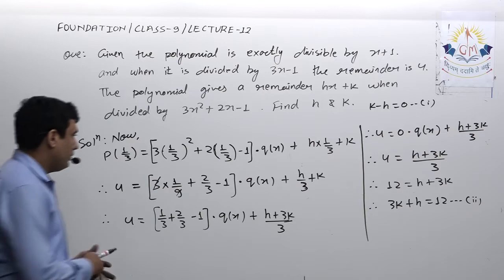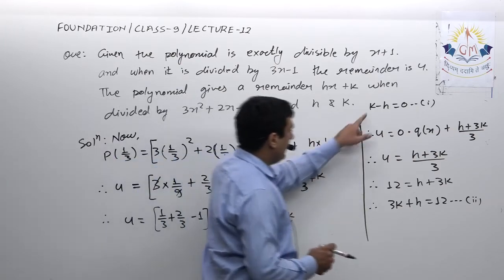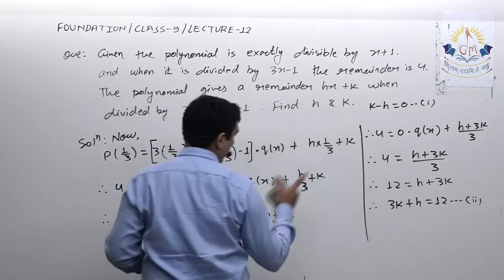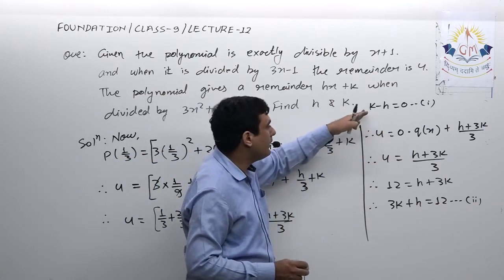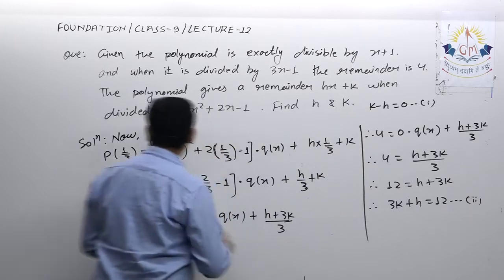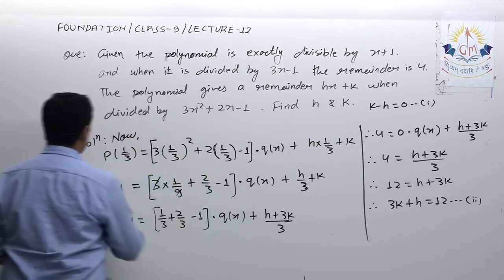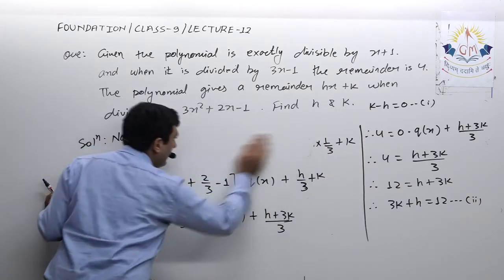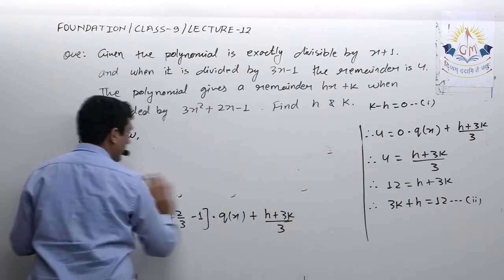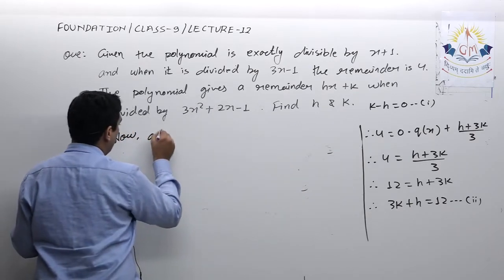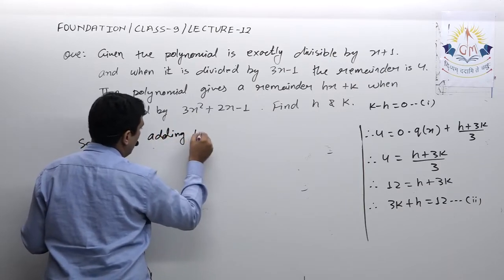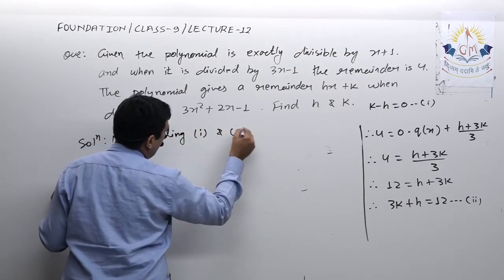Okay, so let us solve it further. Just by adding these two, I will get the value of one variable, and from here I can see h and k are equal. So whatever is the value of one variable will be the value of the second variable. So now we'll add these two equations. That means now adding equation 1 and 2.